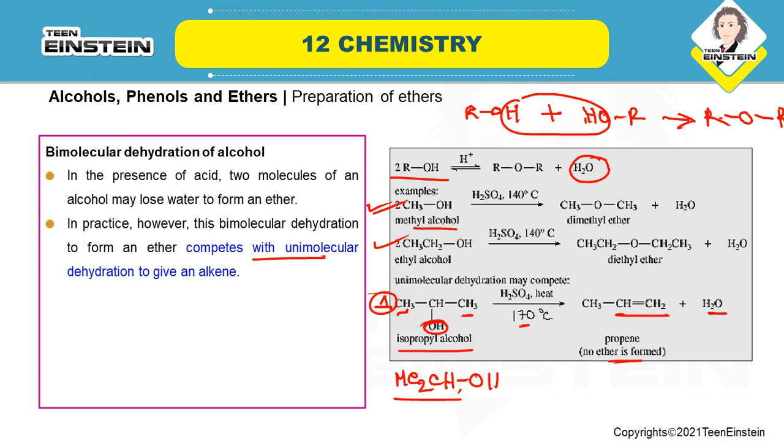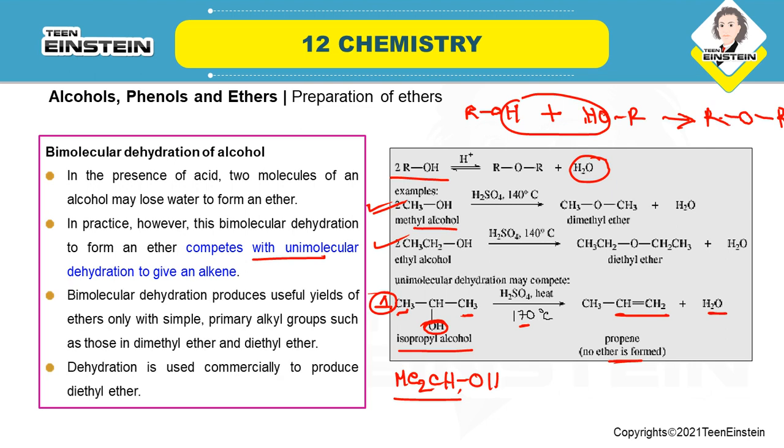Fine. So if you want to use this reaction for formation of ether, you can, but there is some limitation, and the limitation is that only when the alkyl group is very simple, a primary alkyl group, can you use this reaction for formation of ether. But if there is some branching or if the alkyl group is not so simple, then there will be formation of alkene, but that is not the desired reaction. Okay, so this is the limitation of this reaction.